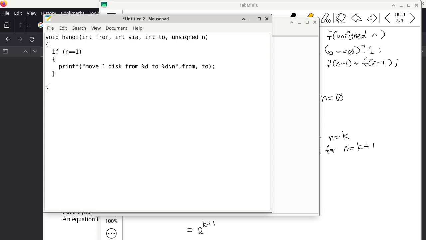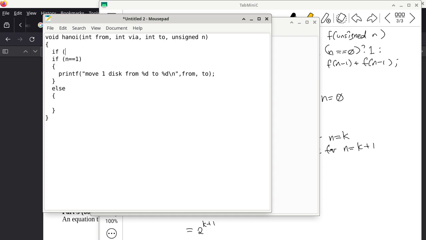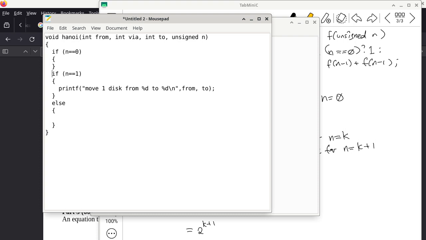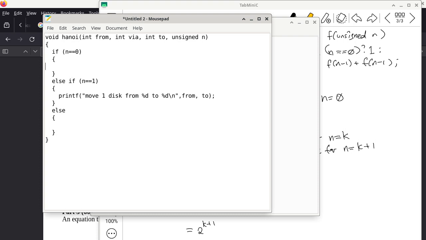So now the other case is recursive. The recursive case is when n is greater than 1. Okay, so when n equals 0, you also don't have anything to do. So let's catch that one too. So when n equals 0, you say printf, I have nothing to do. Done. Okay, so now I'm catching all the cases.